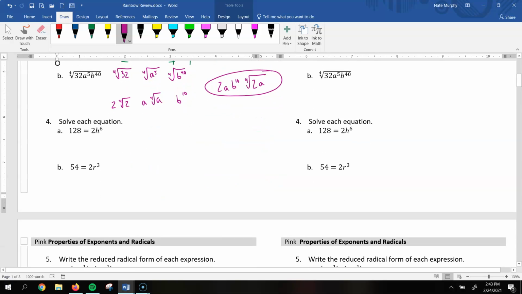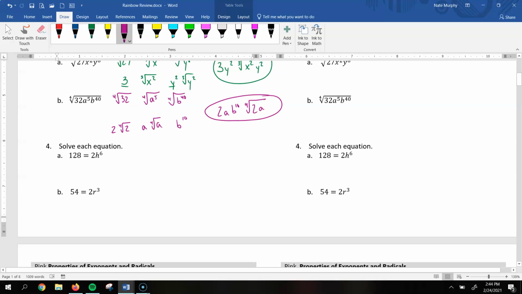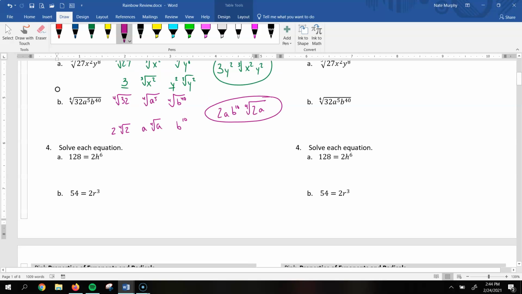All right, let's look at number 4. So with 4 here, with both a and b, we're solving these equations. Now remember, sometimes we're going to have 2 solutions, sometimes we'll just have 1. And I'll remind you how to tell which one's which. So starting with letter A here, I'm going to divide both sides by 2. If I divide both sides by 2, I get 64 equals h to the 6th power.